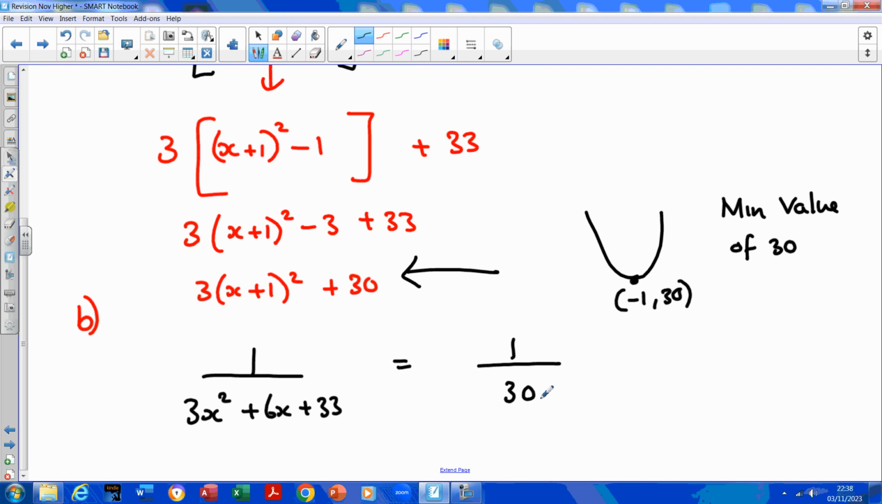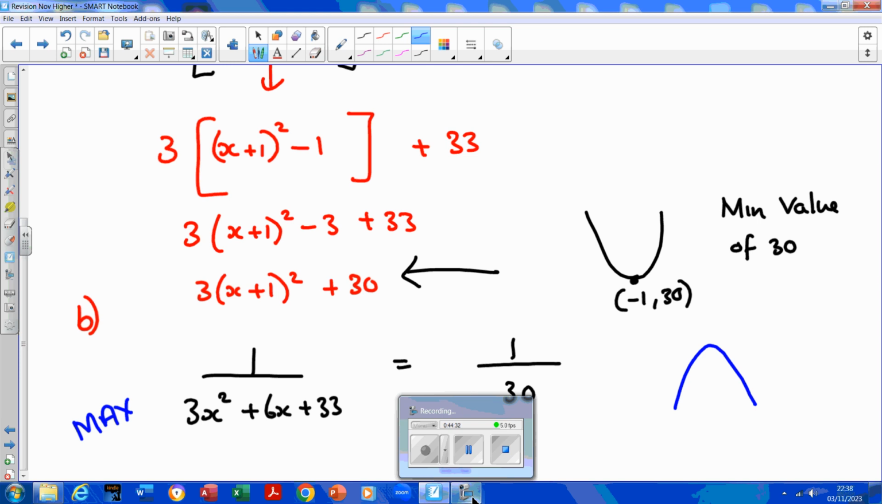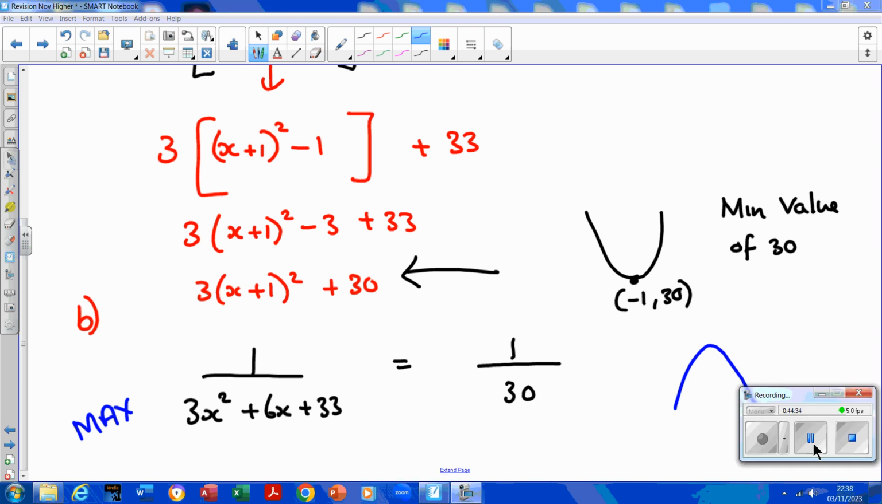Now, in the question it's saying here, it's a maximum value. That's right, it is a maximum value because you've turned that parabola upside down. It's become 1 over that thing. So you flip the parabola and it ends up as a maximum value of 1 over 30. So that's why it changes from being a minimum value to a maximum value. But you don't really need to worry about that, but in case you're confused about it.